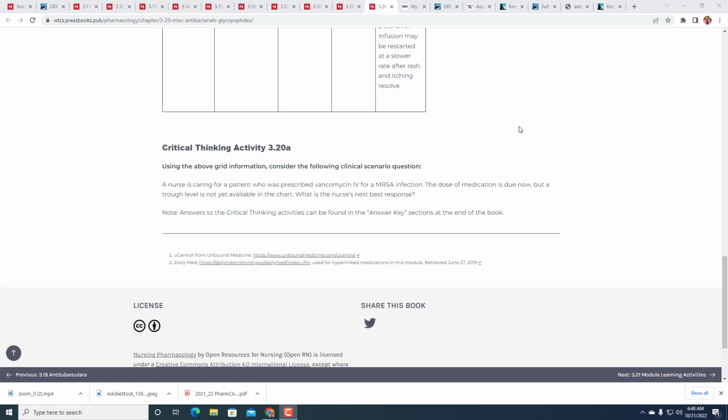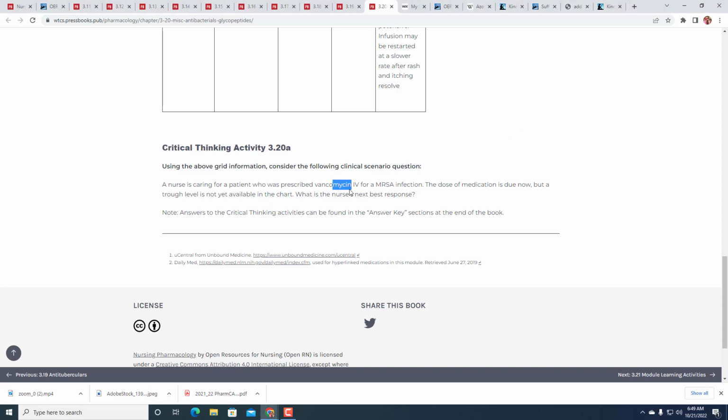Okay, and we're going to see kind of a theme here. We've seen something like this before, but 3.20, miscellaneous antibacterials, glycopeptides. Nurse is caring for a patient who is prescribed vancomycin IV for a MRSA infection, methicillin-resistant Staph aureus. The dose of medication is due now, but a trough level is not available yet in the chart. What's the nurse's best response? Again, we saw something like that. We really don't want to administer vanc until that trough is drawn. And so again, calling down to the lab, seeing if the prescriber can hurry things along, however you want to do it. But again, be careful.